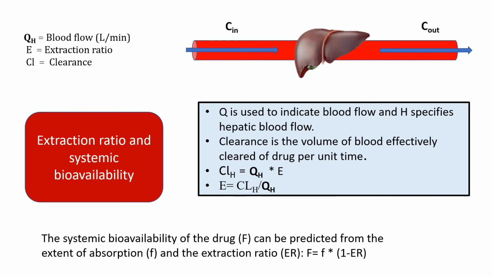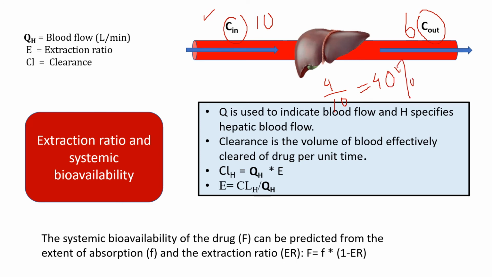Next is how to measure the extraction ratio. The best way is to find the concentration of a drug in the portal vein, suppose it is 10 milligram per liter, and then after the drug is metabolized, what will be the concentration following metabolism, that is in the systemic circulation? So this is the C out. Suppose it is 6. So the extraction ratio will be 10 minus 6, that is 4, divided by 10. So it will be 40%. So 40% of the drug is being metabolized.